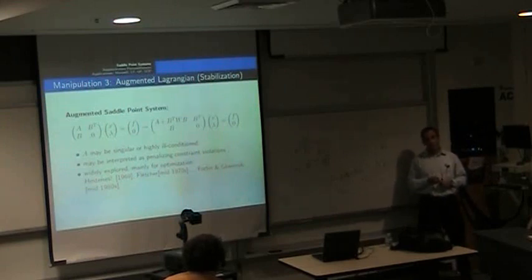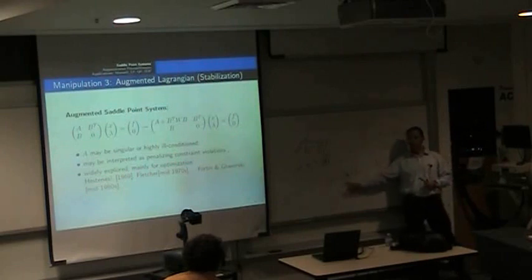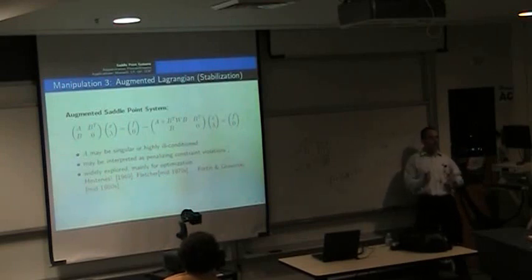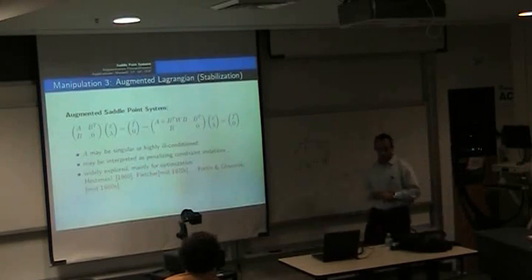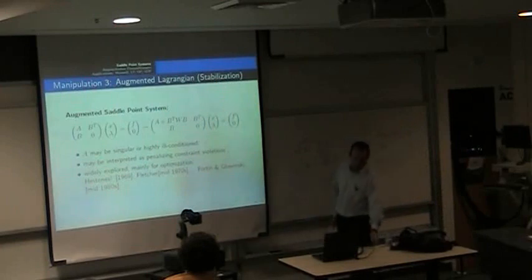What is a disadvantage? Maybe this matrix has a very bad structure, B transpose B. Maybe it has a bad condition number. It has all kinds of bad things. So again, you have to be careful. But the manipulation is possible. And this is actually related to something called augmented Lagrangian, a stabilization method.